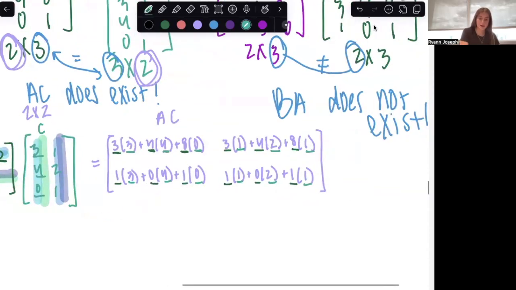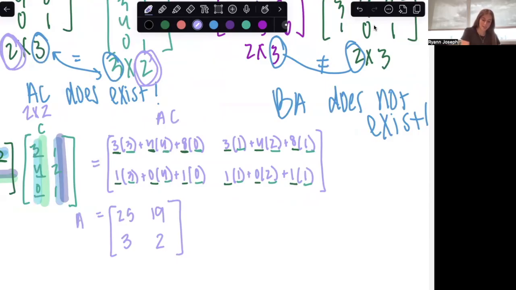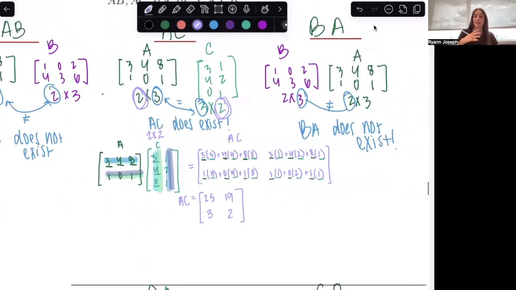That's my AC. I'm just going to simplify it by doing all the addition. So this first one is 9. Oh God. 9 plus 16 is 25. 3 plus 8 is 11. Plus 8 is 19. Yes. 3 plus 0 is 3. And then 1 plus 0 plus 1 is 2. That's my AC. AC is a 2 by 2 with these values as we defined.